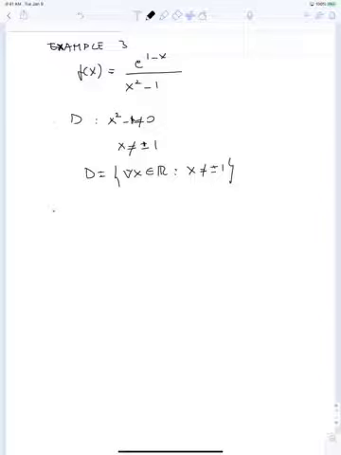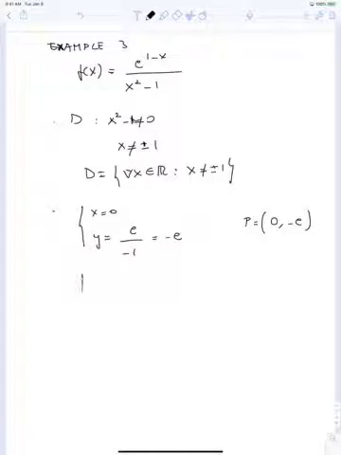Now we're going to study the intersections. So we're going to put x equals 0. Now, if x is equal to 0, we get e power 1 minus 0, which is e, divided by 0 minus 1, so it's minus 1, so we get minus e. So the first point to put on the graph is going to be 0 and minus e.